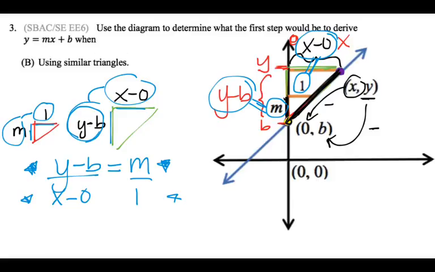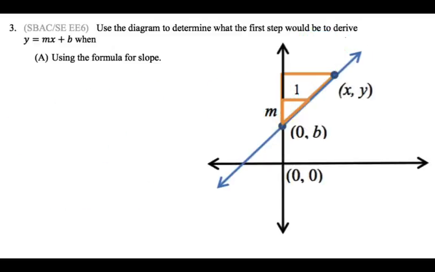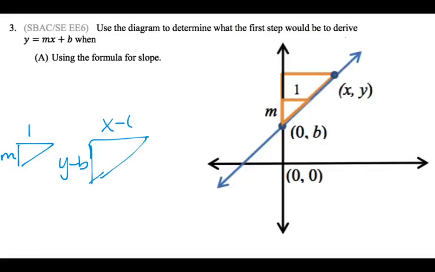Okay, so if I look here and I start solving my equation, oh, did I lose it? Darn it, I lost it. Let me try this again. I have my two triangles, m and 1, and this triangle was y minus b, x minus 0. And so I had y minus b over x minus 0 equals m over 1.